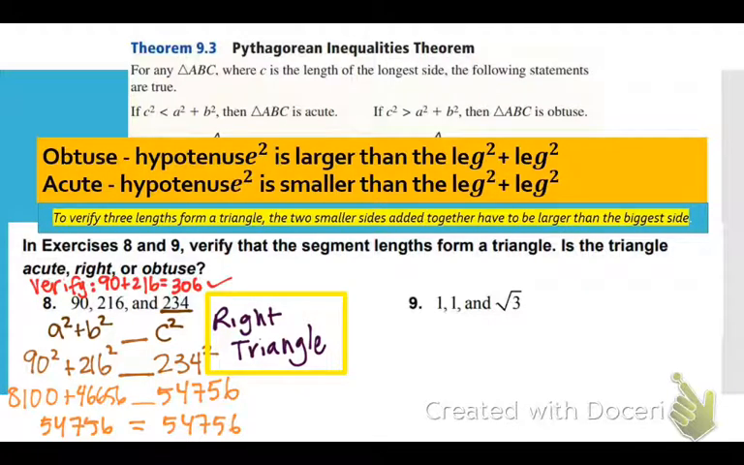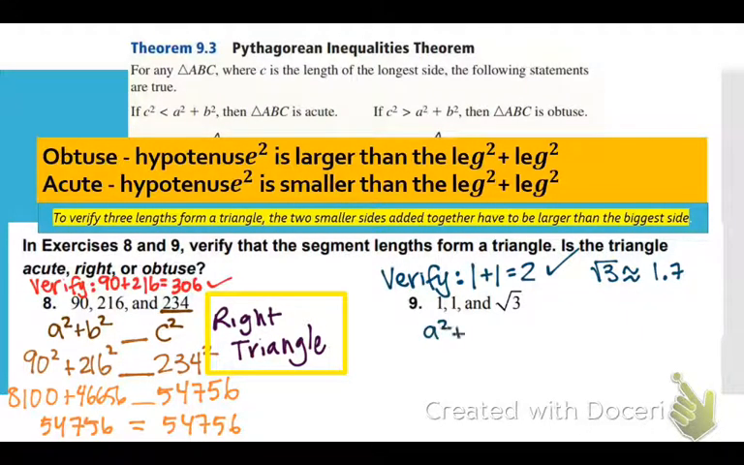The second one, number 9. Again, we're going to verify. What are the two smaller side lengths here? 1 and 1. 1 plus 1 is 2. Is it bigger than the square root of 3? Well, yes, it is. The square root of 3 is about 1.7 something. So it is bigger. So this is a triangle in general.